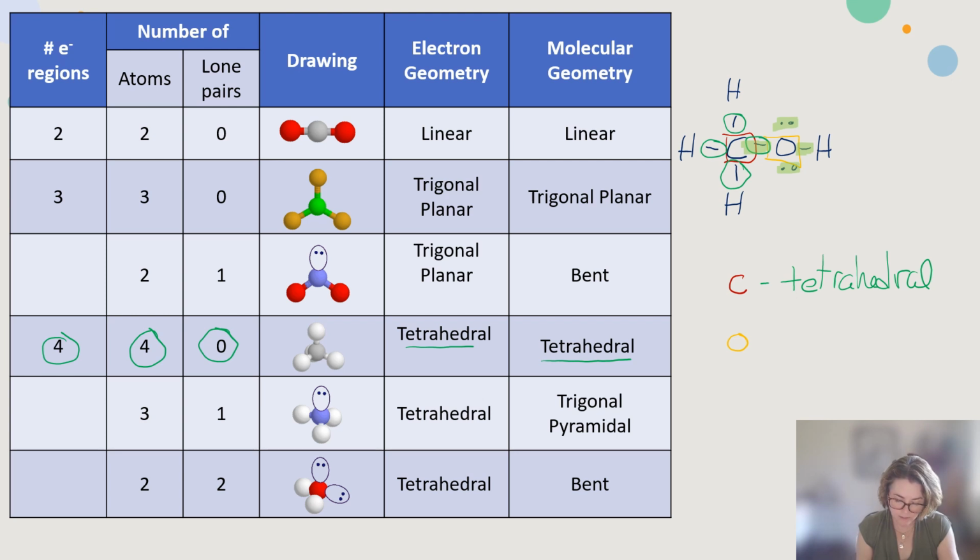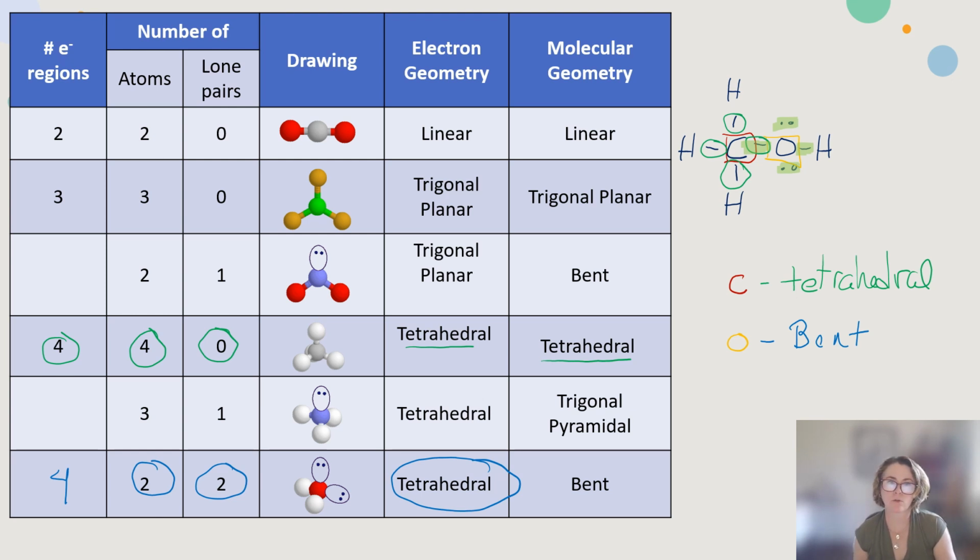Now for the oxygen, I have 2 single bonds and I have 2 lone pairs. So for oxygen, I have 4 electron regions, which means that my electron geometry is tetrahedral, but I also have 2 atoms, 2 lone pairs. So my molecular geometry for my oxygen is bent. Again, my oxygen has an electron geometry of tetrahedral, but my molecular geometry is bent. So just be aware of this. If you have a molecule that has more than one central atom, I have to isolate each central atom to determine the shape around each one.